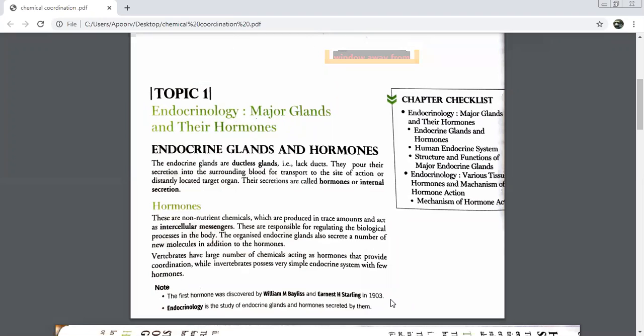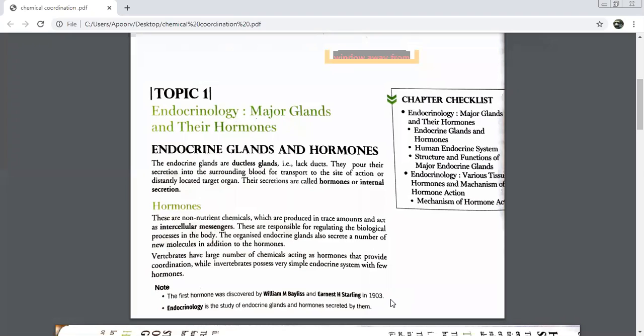I told you three keywords to remember about hormones. Number one, non-nutrient. Number two, in how much amount are they found? Trace amounts. And they are also known as which messengers? Intercellular messengers. Very good. Then we compared the endocrine system of vertebrates and invertebrates, the number of hormones produced in both. In which one were more hormones produced? Vertebrates.